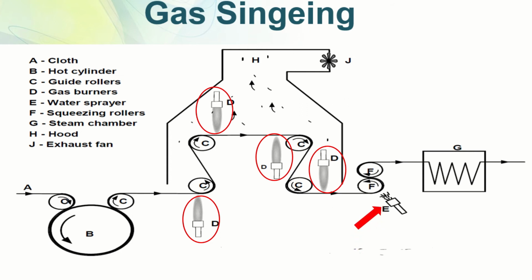Water is continuously sprayed on the fabric just after singeing to reduce the chance of fire hazard. To relax the fabric, sometimes a steam chamber is used. An exhaust fan is used to maintain ventilation in the gas singeing room.